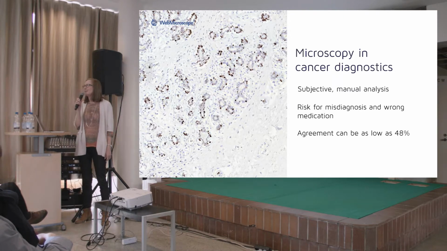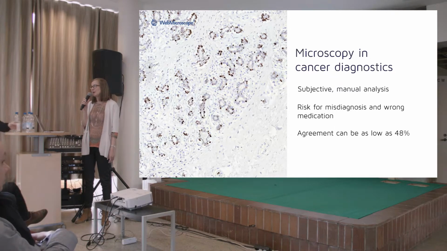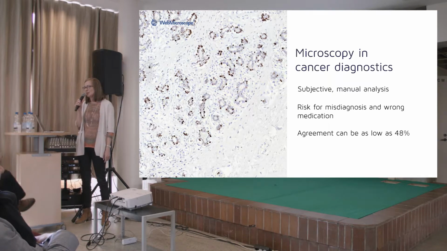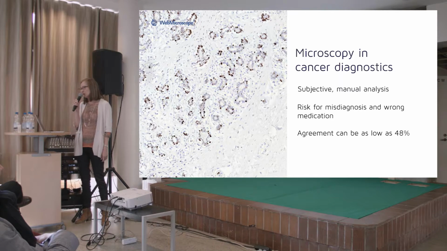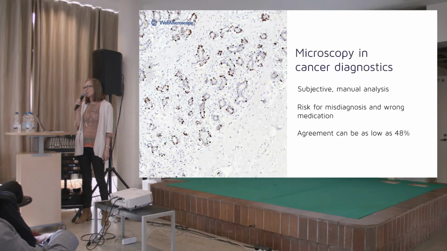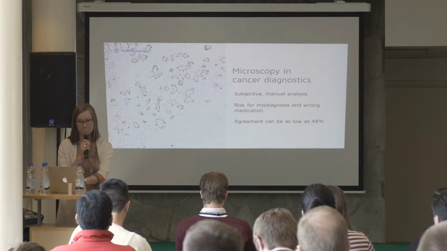But anyhow, the method itself causes, of course, some risk for misdiagnosis. It's due to the subjectivity of the method. And in some studies, it's been shown that the agreement can be even as low as 48% between pathologists for a specific breast cancer case. So it's certainly not the benefit for the patient, this variance. So there's both the need to improve the efficiency of the analysis and the consistency of the analysis as well.